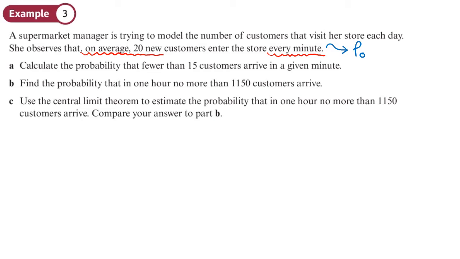Okay, so part A, because remember in the exam it doesn't tell you what distribution it's going to be. Part A, calculate the probability that fewer than 15 customers arrive in a given minute. So the first thing we must do is to set up our random variable. So basically this is the number of customers that enter the store every minute.